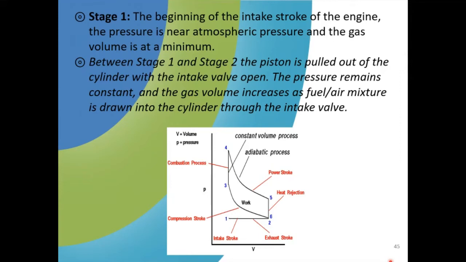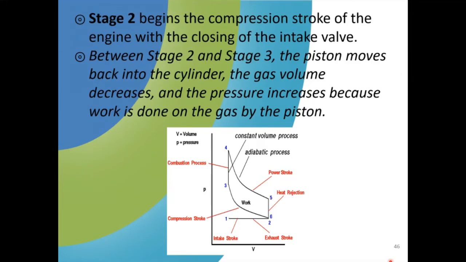Between stage 1 and stage 2, the piston is pulled out of the cylinder with the intake valve open. The pressure remains constant and the gas volume increases as fuel or air mixture is drawn into the cylinder through the intake valve. And then stage 2, it begins the compression stroke of the engine with the closing of the intake valve.